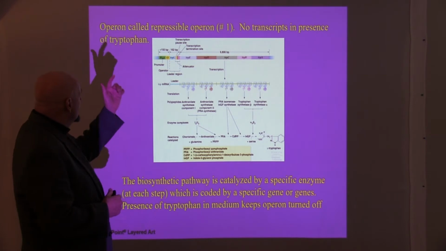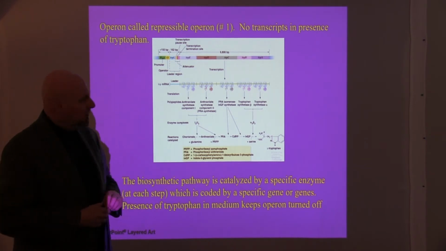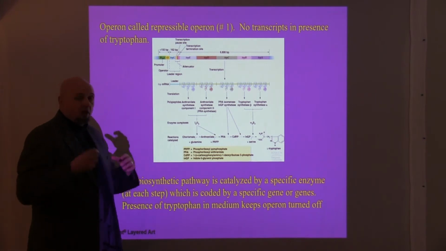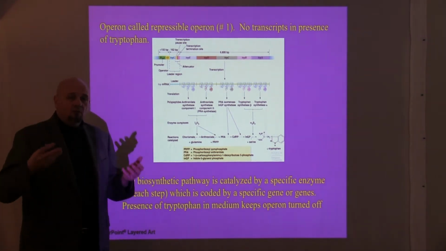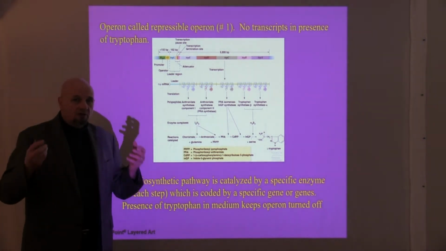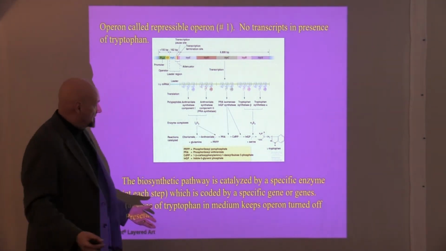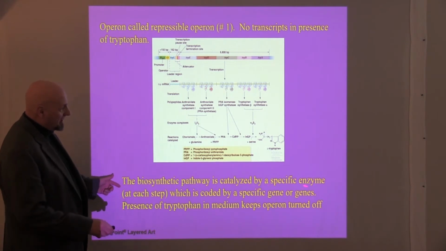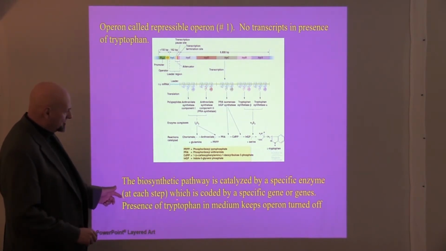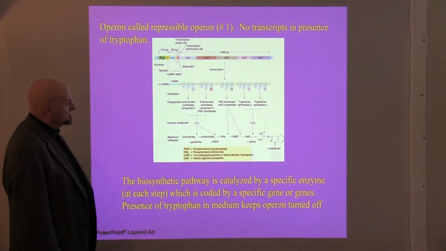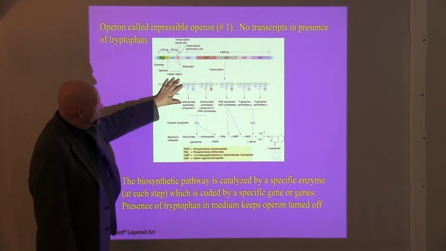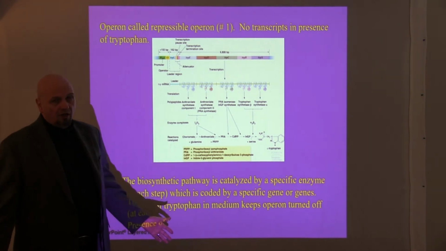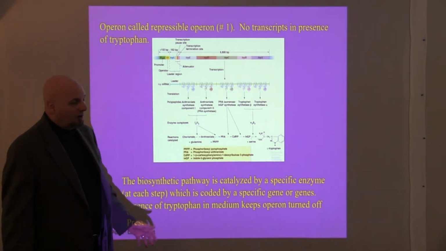So first of all, the operon is called a repressible operon. So there are no transcripts in the presence of tryptophan. If tryptophan is available in good quantities, the system's turned off. It's not needed. So basically the biosynthetic pathway is catalyzed by these specific enzymes at each step, which are coded by specific genes. And so they're going to keep these genes turned off if tryptophan is present at a good enough quantity.